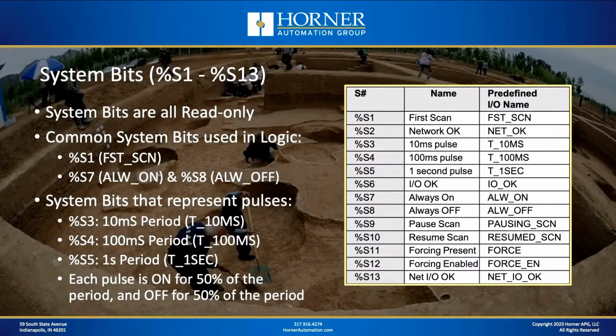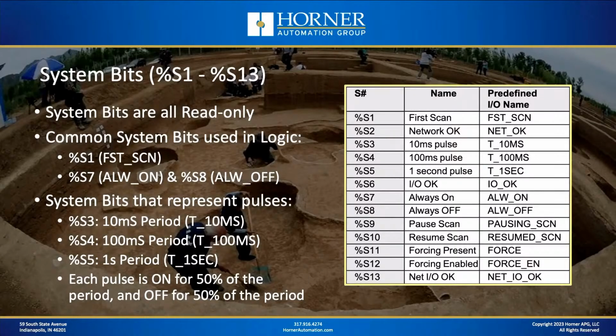Okay, so let's start with those 13 system bits. And these are ones that are probably the most used by most users. System bits are read-only, so there's no such thing as a read-write system bit between %S1 and %S13. And you'll find the most commonly used one in this list, as an example, first scan. So %S1, that bit is on for the first scan of the logic scan, and then it's off after that. So we use that one to do things like set variables to their initial values and all those sorts of things. %S7 is always on and %S8 is always off.